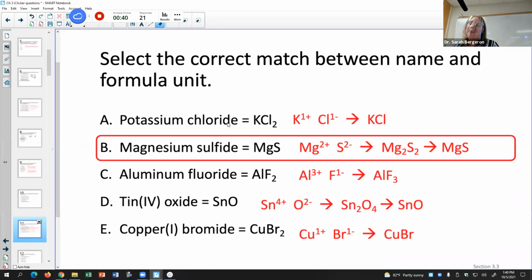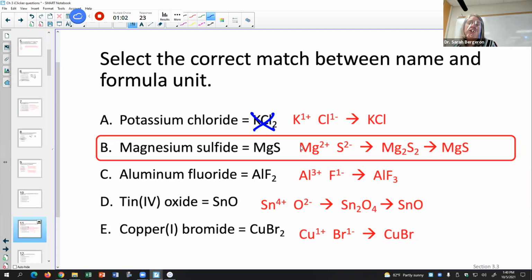Potassium chloride, KCl2. What group is potassium in? 1, so it's a +1. Chlorine's in group 7, so it's a -1. So what should you get? Crossover, K1Cl1, but we don't write the ones. So that's not right.